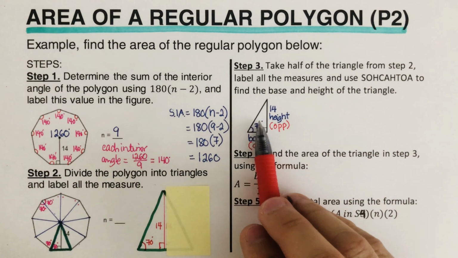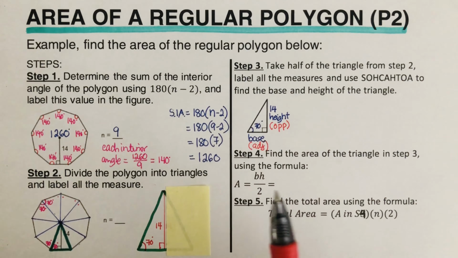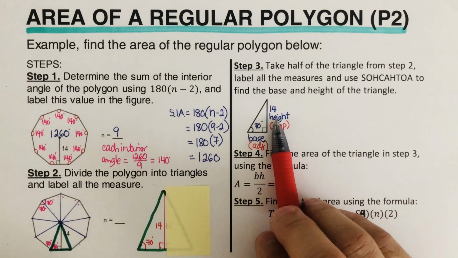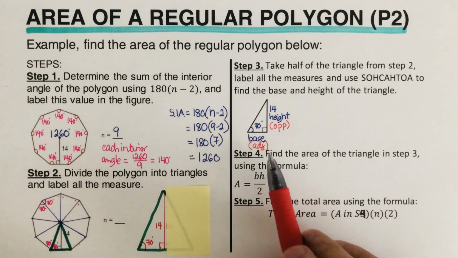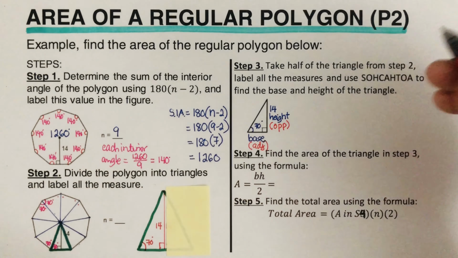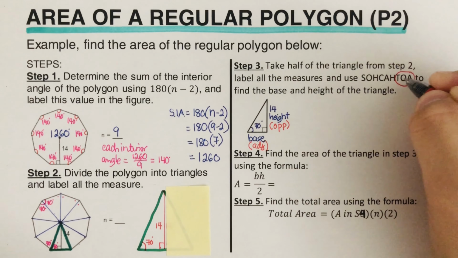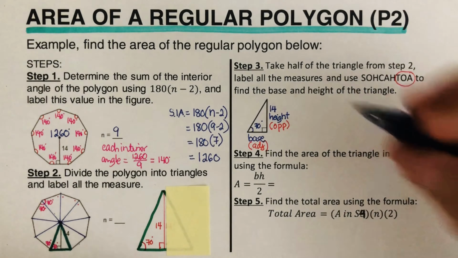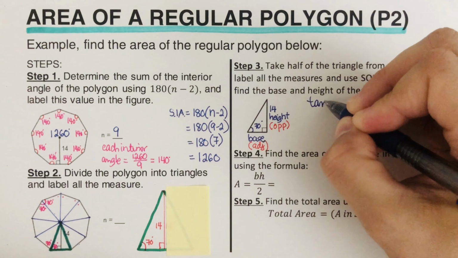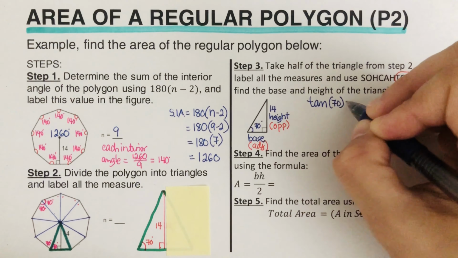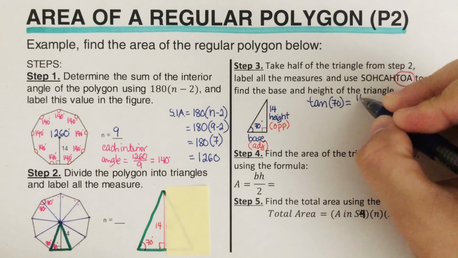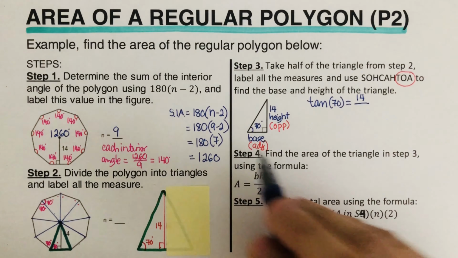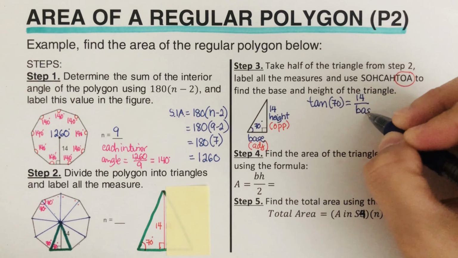To find the area of this small piece of triangle, we are supposed to use this formula, base times height divided by 2. We already have the height, but we don't have the base, so we're supposed to solve for the base. So this is adjacent and opposite. So then we are going to use the TOA, opposite over adjacent. So let's set that up. That would be tangent of 70 equals opposite. The opposite is the height, which is 14, over the adjacent, which is the base, and that is missing. We don't know what it is.